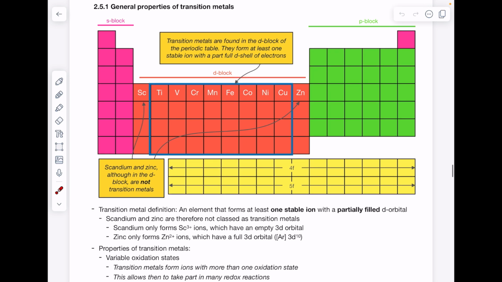The reason for that is because scandium only forms 3+ ions, which have an empty 3d orbital, so they're not fulfilling this need for a partially filled d orbital, and zinc only forms Zn2+ ions, which have a full 3d orbital, so again, that's not partially filled.